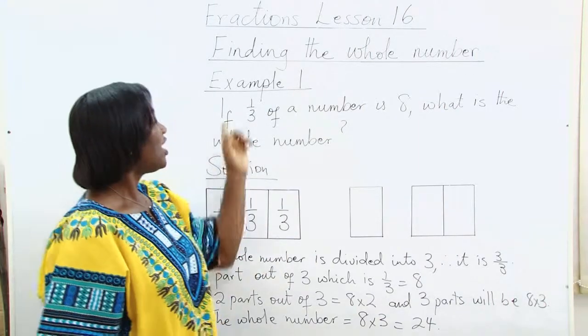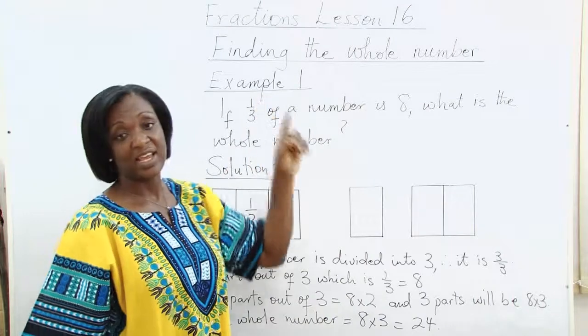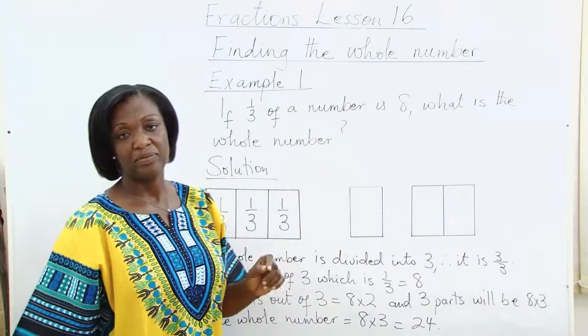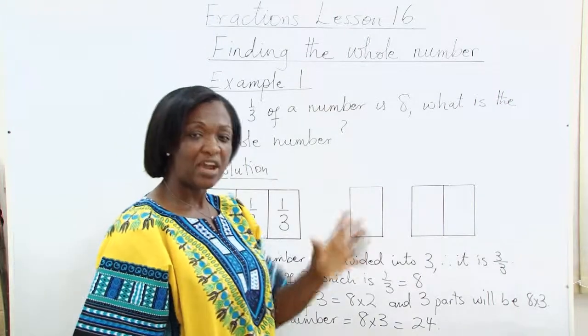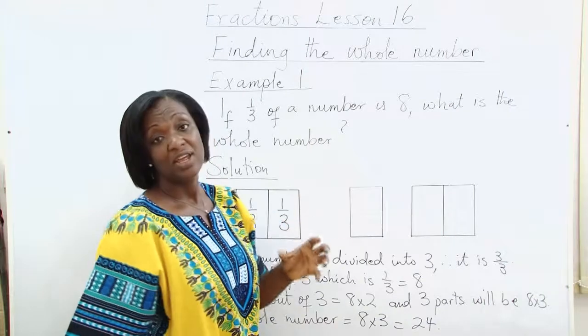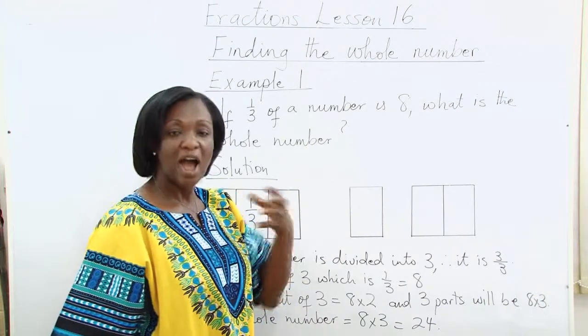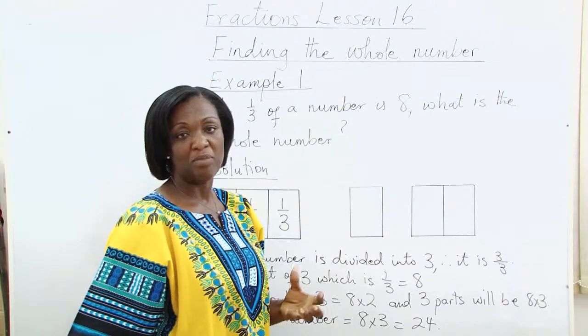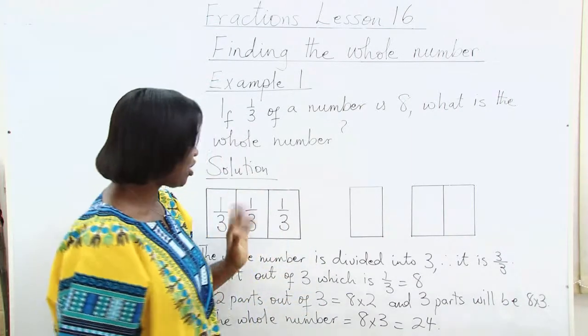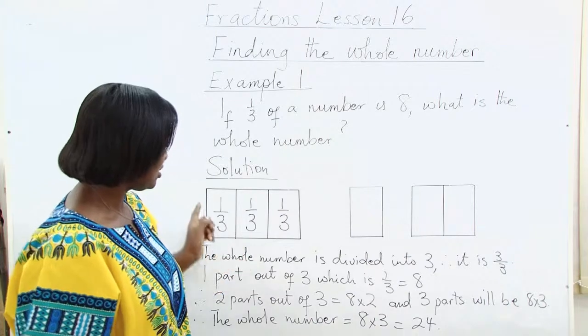Example 1. If 1/3 of a number is 8, what is the whole number? We've been told that 1/3 of a number, one part out of 3, is equal to 8. So how do you find the whole number, the number we started with? Solution. Let's draw a diagram to illustrate this.